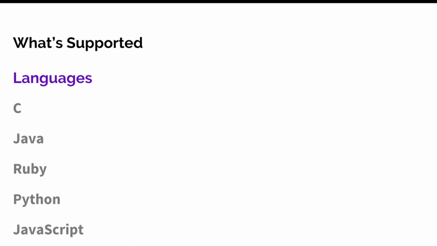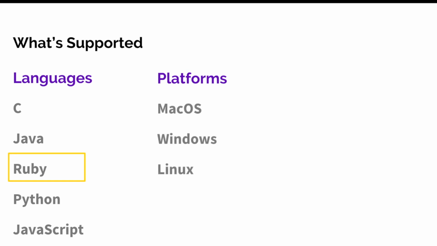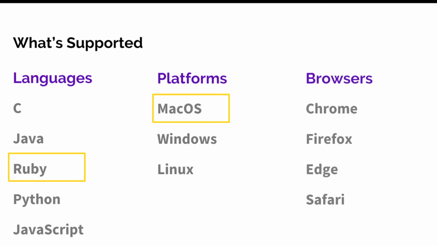Let's talk more about what's supported with WebDriver. The languages supported are C#, Java, Ruby, Python, and JavaScript. In this course, I will be writing examples in Ruby. WebDriver supports the platforms macOS, Windows, and Linux. And in this course, I will be working off of my Mac machine. WebDriver supports all major browsers, including Chrome, Firefox, Edge, and Safari. In this course, I'll be sticking to Chrome to run the test examples.